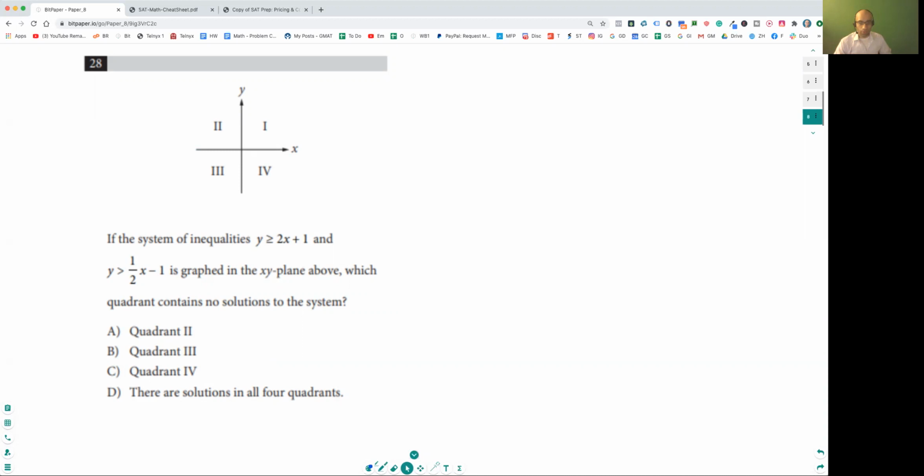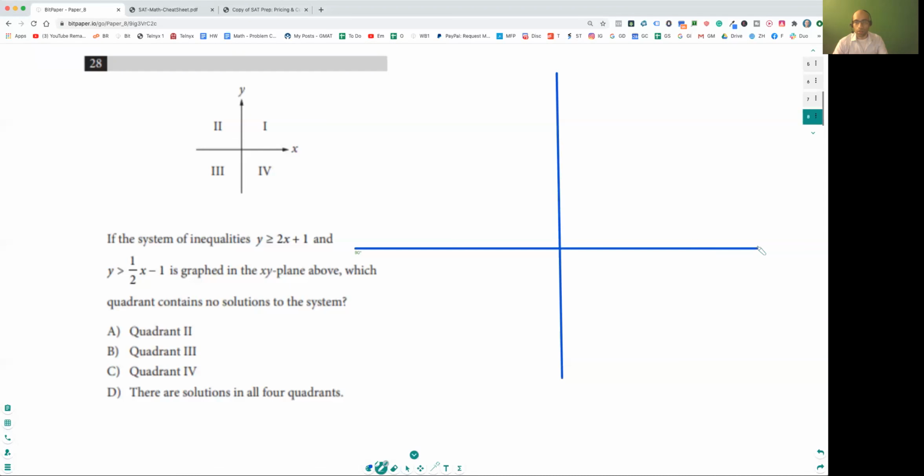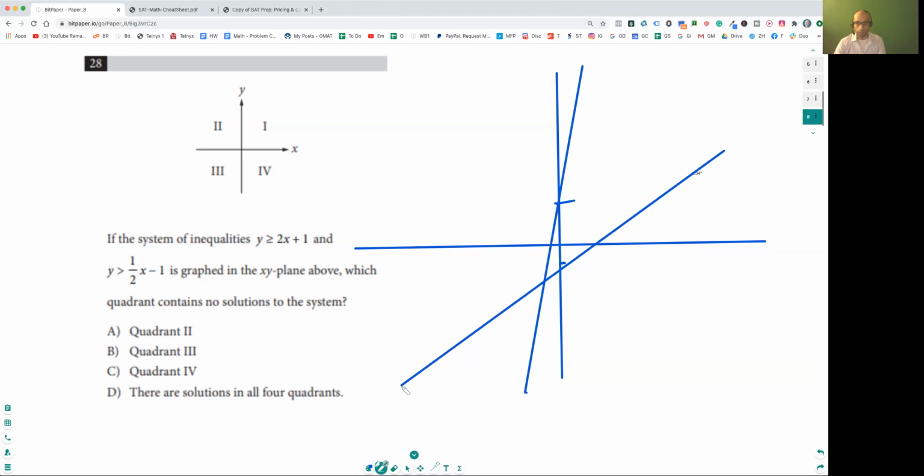So draw this first. Y is greater than 2x plus 1. So I'm going to draw this big line here. And y is greater than 2x plus 1. So this is 1 and 2 over here like this. Then you've got half. Then you got this line here.